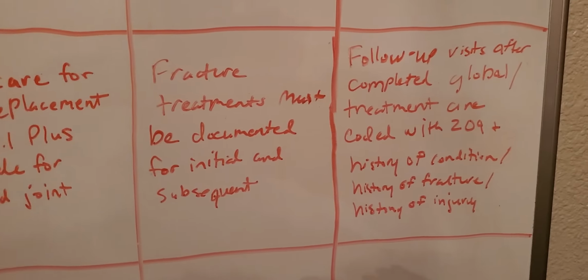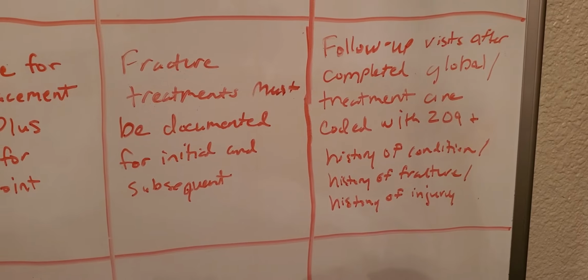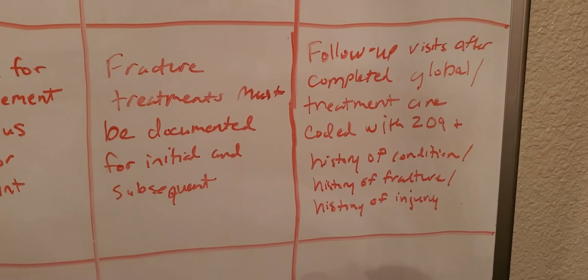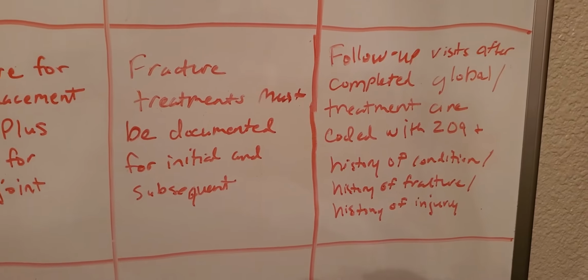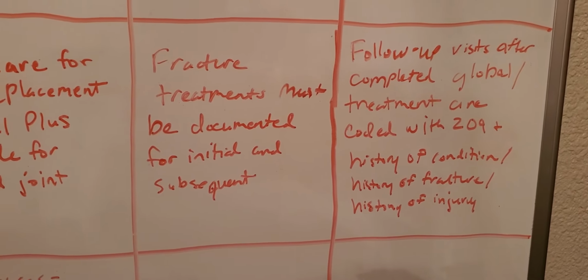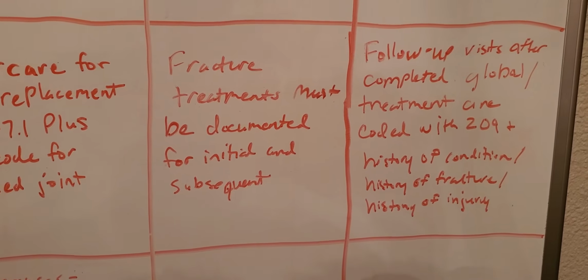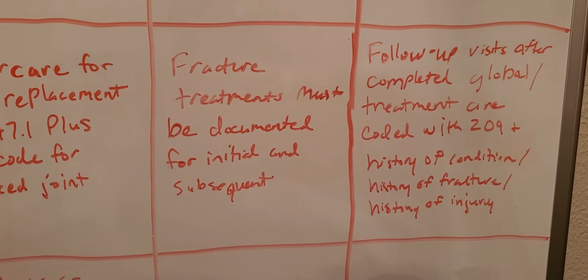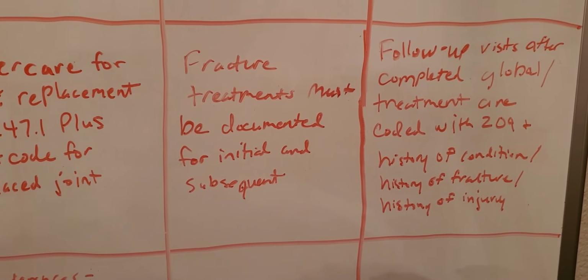The next one is follow-up visits after completed or global treatments are coded with Z09 with the history of condition, the history of fracture, or a history of injury. See, there's many different history codes, which is why I encourage all of you to check out those history codes. Z09 is a follow-up after completed treatment.